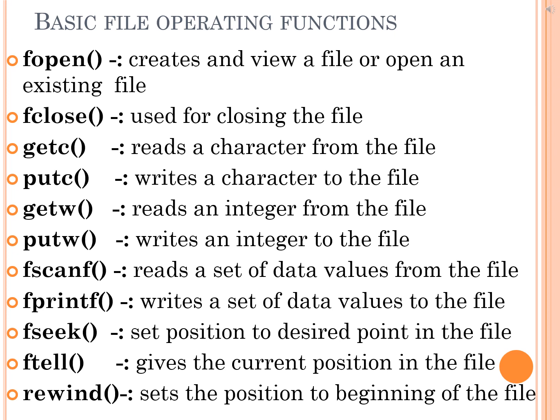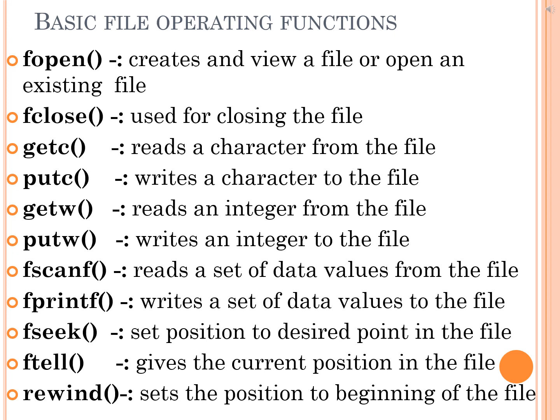fopen for opening a file, or you can create a new file. Then fclose for closing a file. getc and putc to read and write a character to a file. getw and putw to read and write an integer to and from a file. fscanf to read a set of values in a formatted style. fprintf to write a formatted set of data values onto a file.